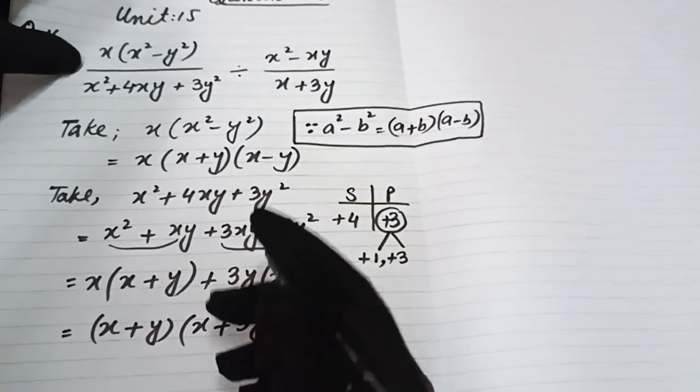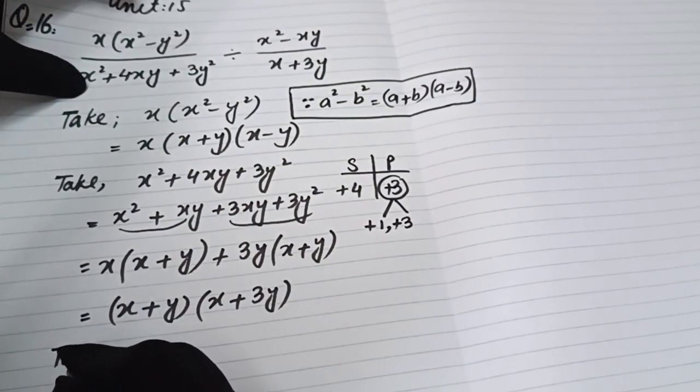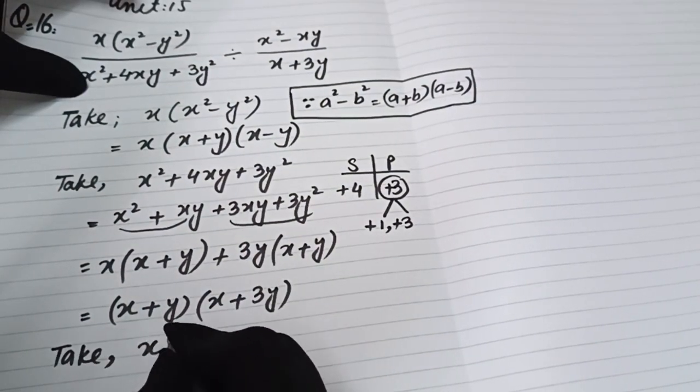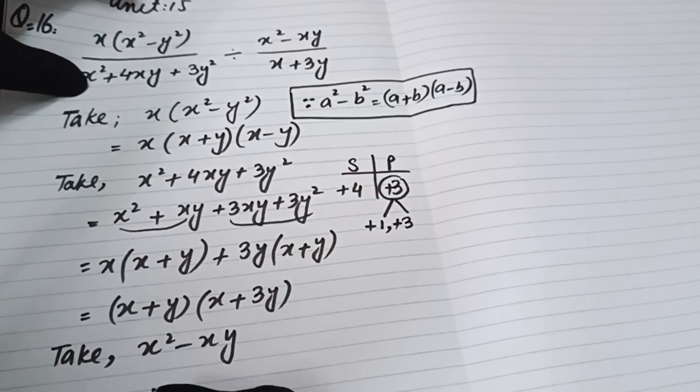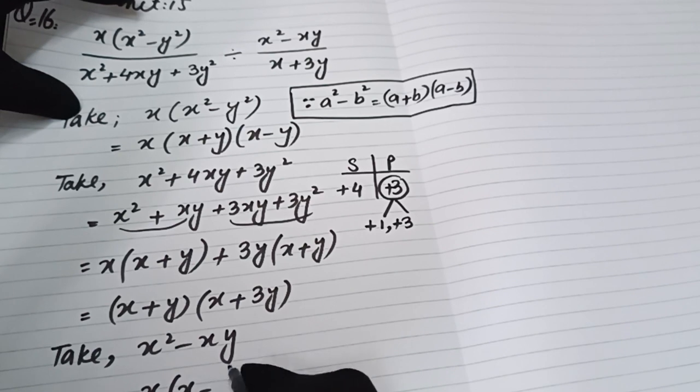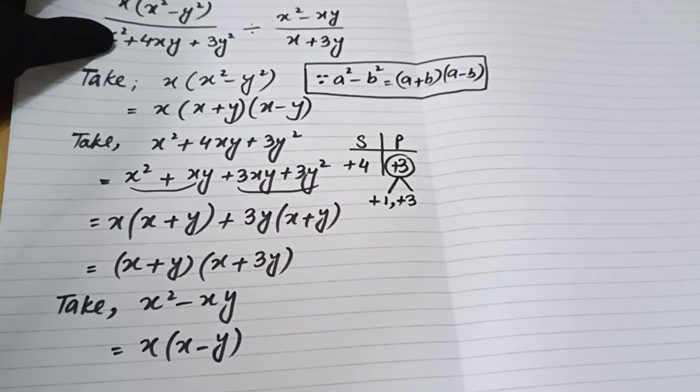Go on to the third expression now. The third expression is x square minus xy. Again, x can be common clearly. Here x is left, minus, when x is common, y is left. This is completely factorized.